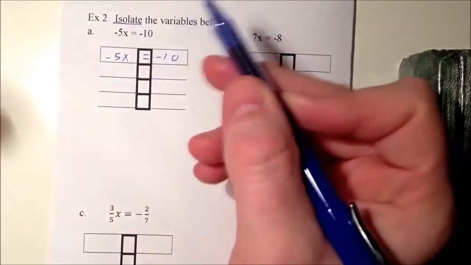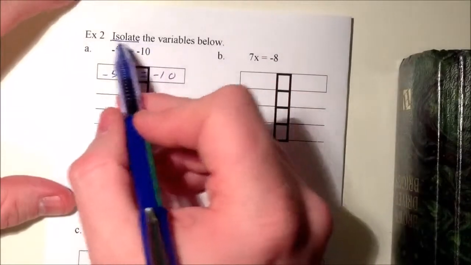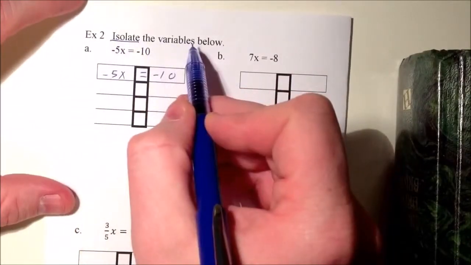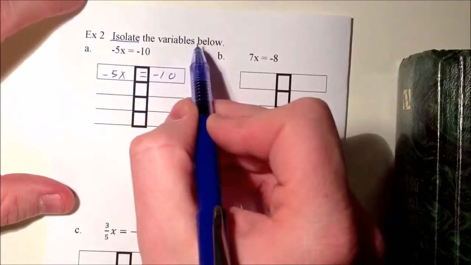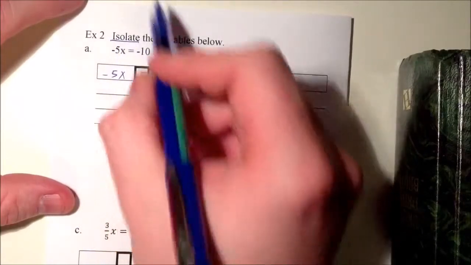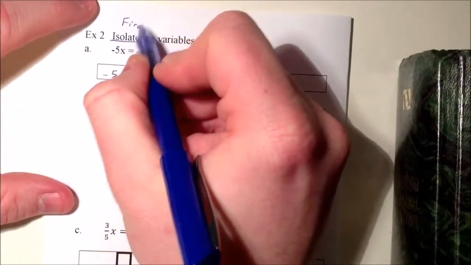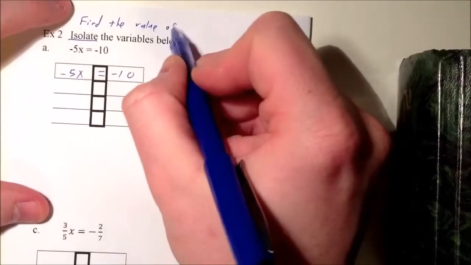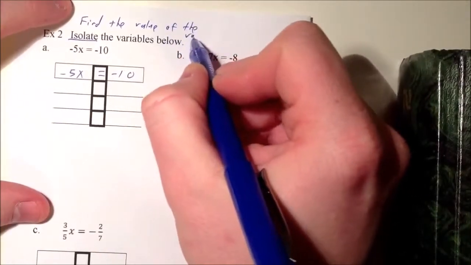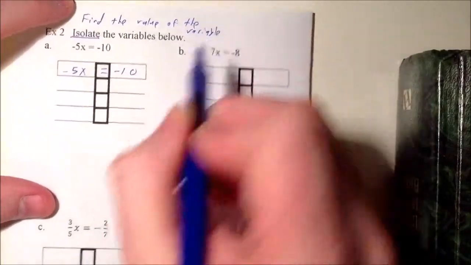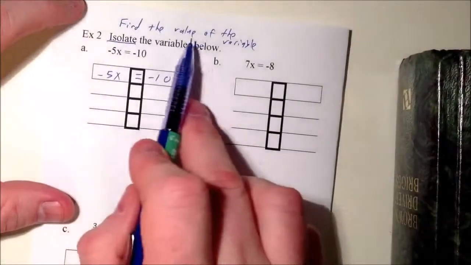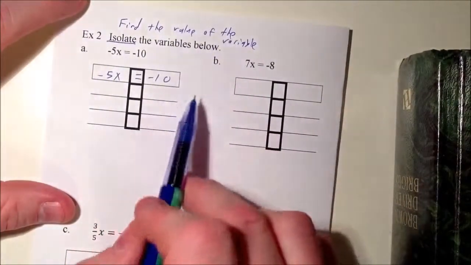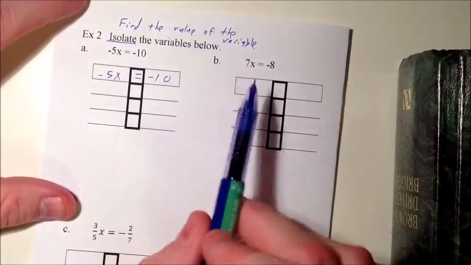Different directions, same idea. You're going to see a lot of different directions: solve the equation below, isolate the variable, find the value of x, find the value of the variable. So you can see a lot of directions like that. You don't have to write that. I know some of you are writing it right now. Don't worry about that. I'm just telling you different directions mean the same thing.